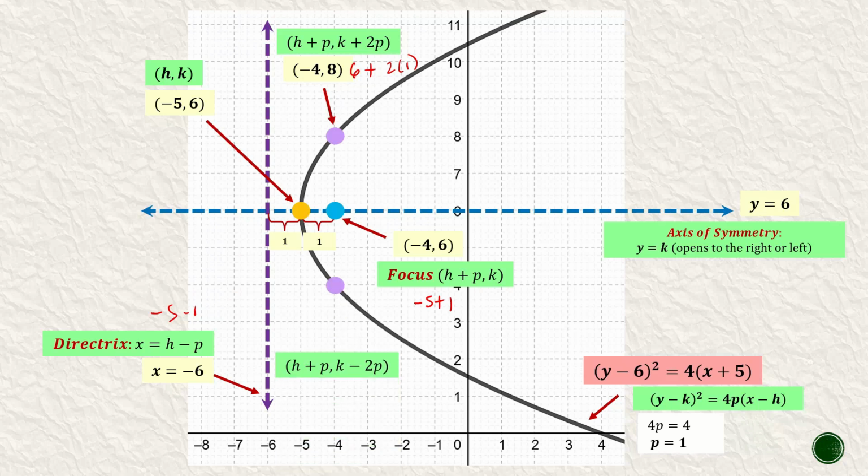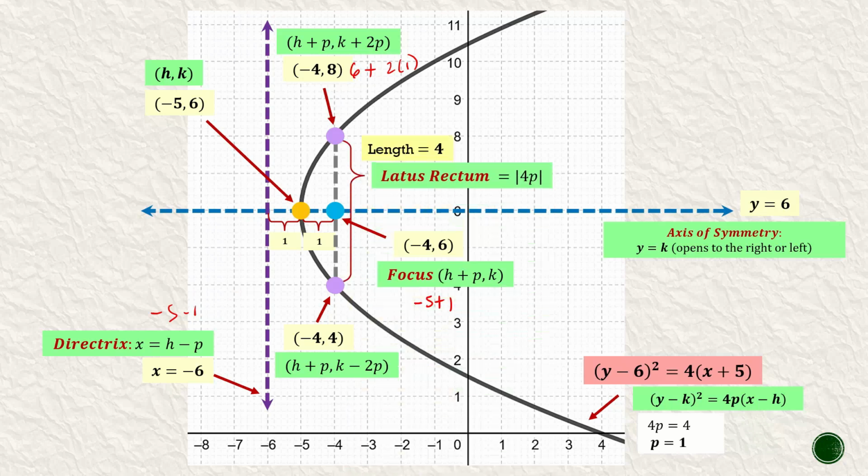And then the other end is right here. That's the formula: if it's the end of the LR on top, it's k plus 2p. If it's down there, on the other side, it's k minus 2p. For the x coordinate, it's the same as the x coordinate of our focus. So k is 6 minus 2, which is 4. So that's (-4, 4). And of course, I want to emphasize this: the length of the LR, the distance between those two ends, is equal to the absolute value of 4p. In this case, 4p is 4, right? So that's 4.